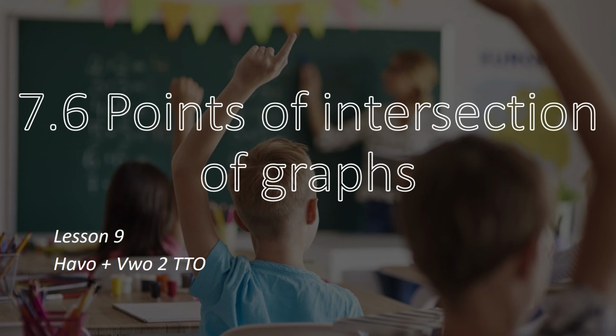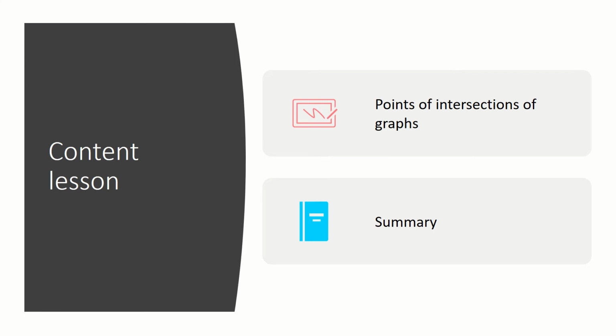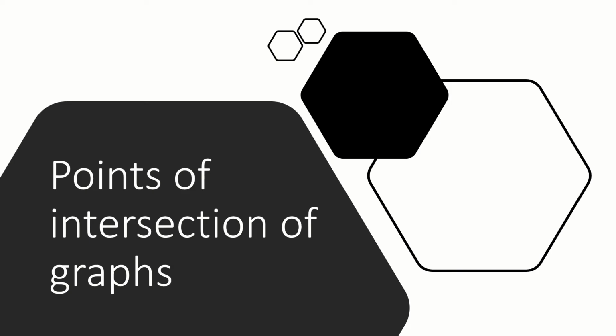Good morning everyone. Today we're going to have a look at 7.6, points of intersection of graphs. This is the first part of the paragraph of 7.6 about applications. So first we're going to have a look at the points of intersection of graphs, and afterwards I'm going to give you a bit of a summary of how you can do this with different types of graphs.